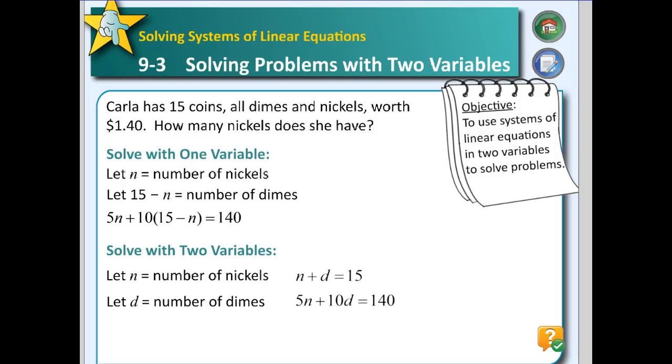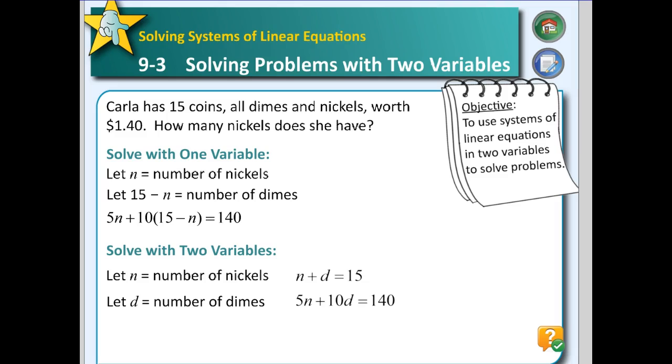Okay, so students, we've been working in chapter 9, and we're working with this idea of systems of equations. And the last 2 days, we've spent 2 different ways on how to solve systems of equations. We saw graphing, and we saw substitution. Now today, we're going to look at this idea of story problems with 2 variables.